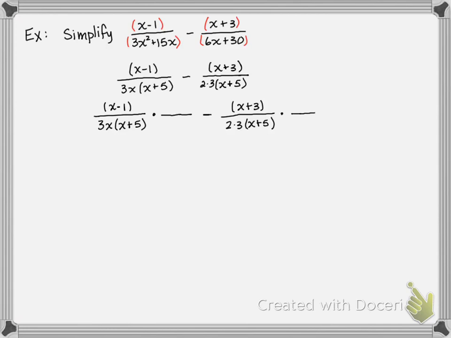What should I multiply my first fraction by? 2 over 2, good. What should I multiply my second fraction by? x over x, good. So remember with those monomials, those are all separate factors. So we had a factor of 3, a factor of x plus 5. Here we had a factor of 2, a factor of 3, and a factor of x plus 5.